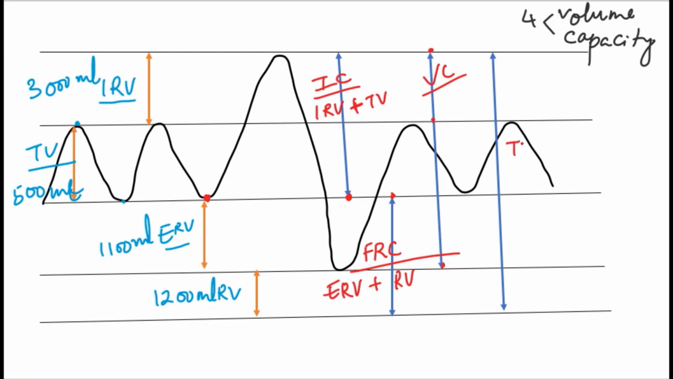Last but not the least is TLC. The name is self-explanatory. This is the maximum amount of gas in the lungs after maximum inspiration. You have inspired to your full capacity to the end of IRV, and the amount of gas that is in your lungs at that point is total lung capacity.